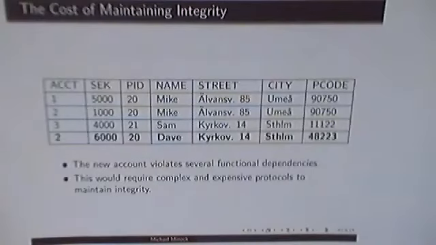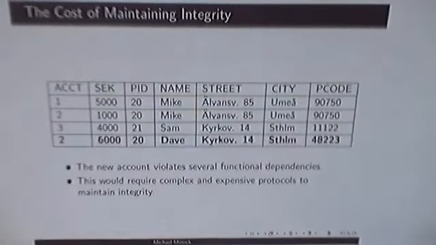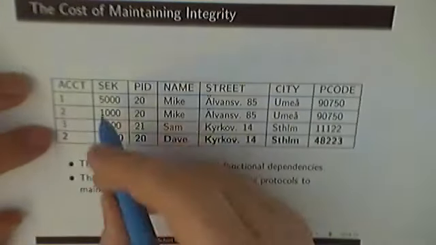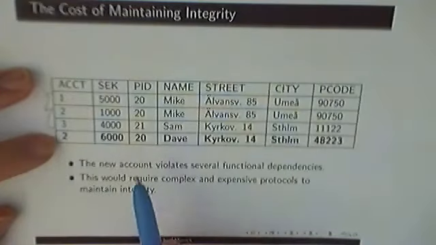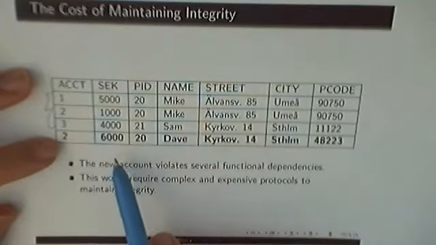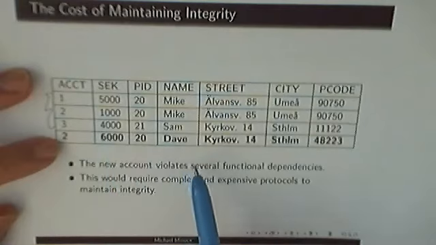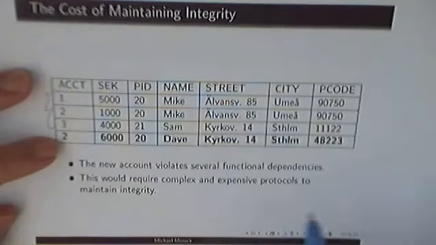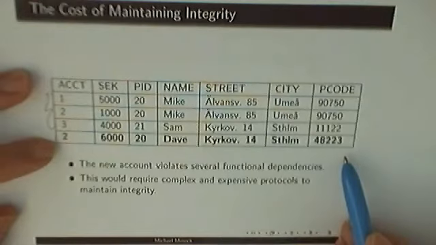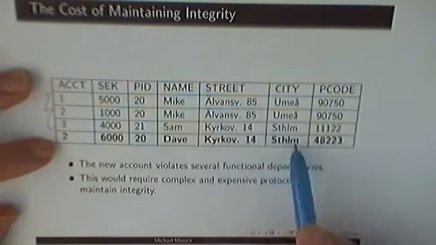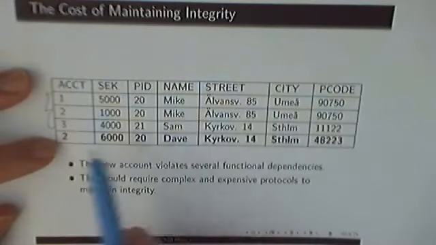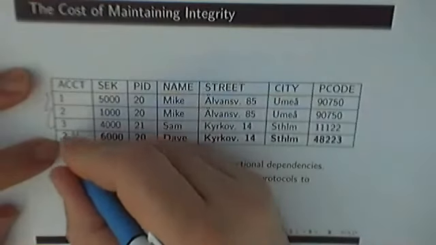Okay, finally, let's look at this right here. Now we're going to add in, here's our database state, Dave with account number 2, and we're giving him 6,000 crowns, and we're going to put him at this address here with that postal code. Now the thing is, this is a bad tuple. We somehow have to reject this being added in, right? First of all, account number 2 is already taken by Mike, so Dave can't have it. He's got to have a different account. We've got to give him account number 4, right?